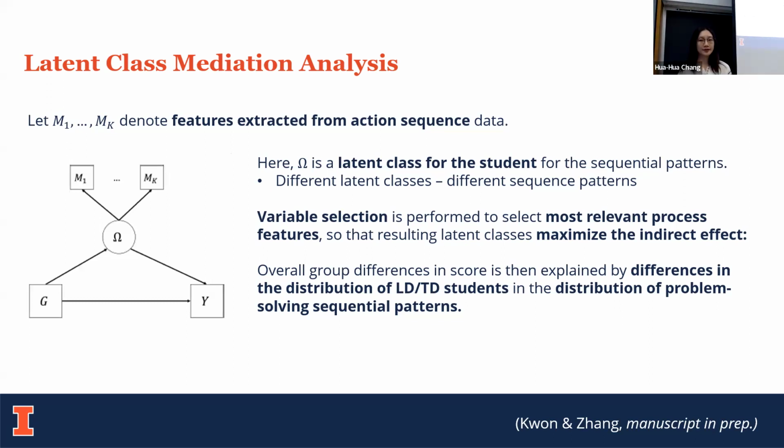We want to perform variable selection to select the most relevant process features, so that the resulting clusters or latent classes, omegas, from those selected features can maximize the indirect effect. And in this case, we'll try to find overall group differences in scores explained by differences in the distribution of omega, which is do LD and TD students differ in their percentage of students in each of the latent classes for problem solving. And that might explain how they resulted in different scores.